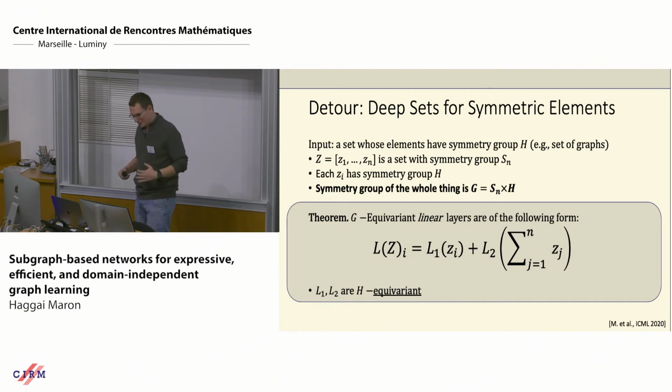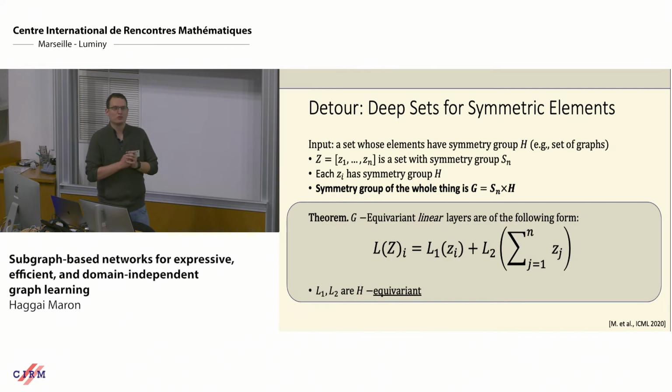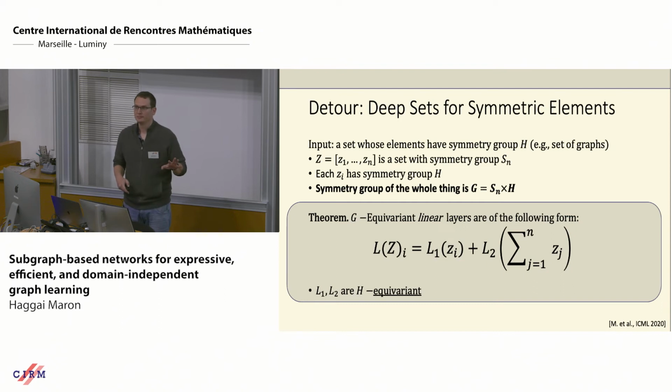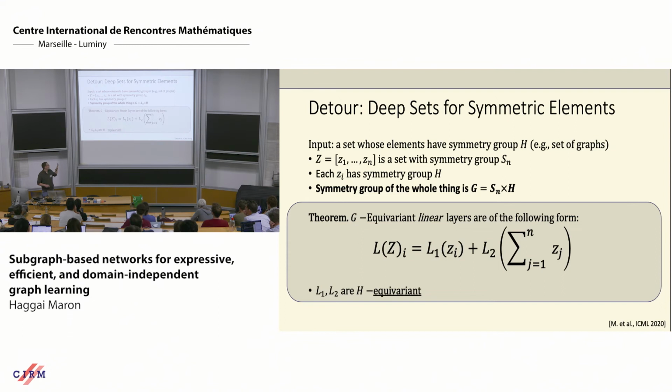And the idea is pretty simple. The output for the ith item would be some equivariant function applied to this item, and another equivariant function applied to the summation of all other elements. Any questions about that? So this is basically a theorem in linear algebra. It's pretty easy to show. If you're interested in that, let me know. We can go over that.